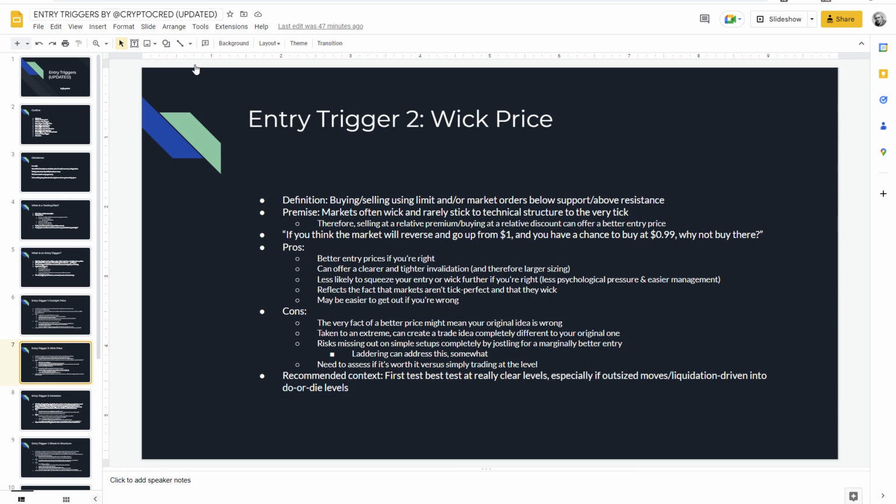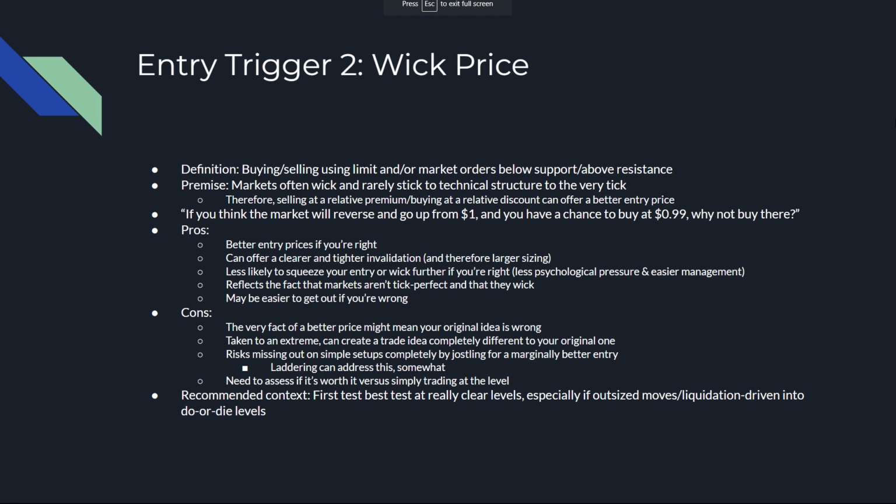The main con with this wick price idea is simply taking it too far and not being reasonable with it. And that leads me to the recommended context: this works best when it's dealt with in first test, best test setups at really clear levels, similar to the first one, but especially if it's outsized moves and liquidation driven momentum into do or die levels. So it's really at the extremes where it makes sense to be fishing for wicks, especially really fast and scary moves that are driven by those types of flows, as opposed to on your day-to-day basis. Hopefully that makes sense.